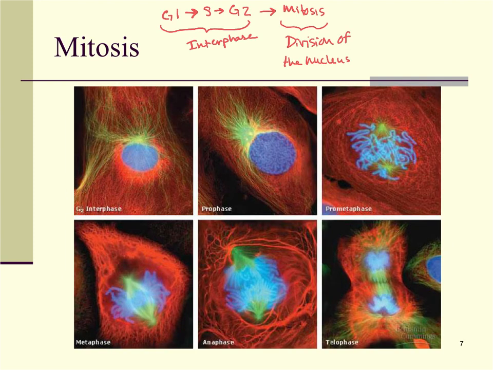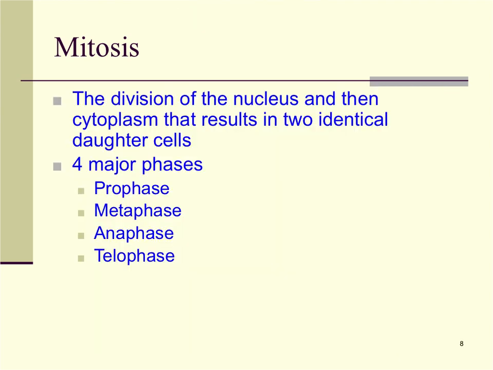Next, we're going to talk about mitosis. Remember, the G1 phase, the S phase, and the G2 phase make up interphase. After interphase occurs, when a cell divides, that process is called mitosis. Mitosis is the division of the nucleus and then the cytoplasm, and that results in two identical daughter cells. There are four major phases or steps that occur during mitosis, and they are called prophase, metaphase, anaphase, and telophase.